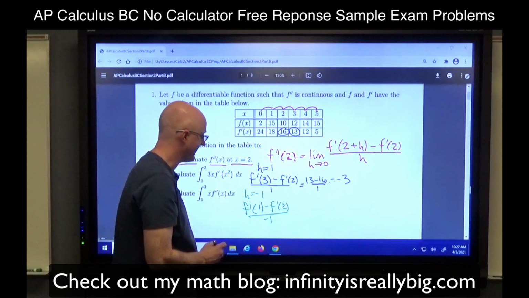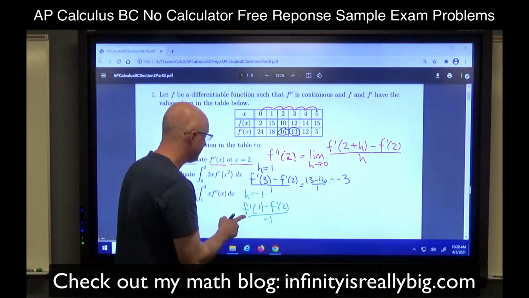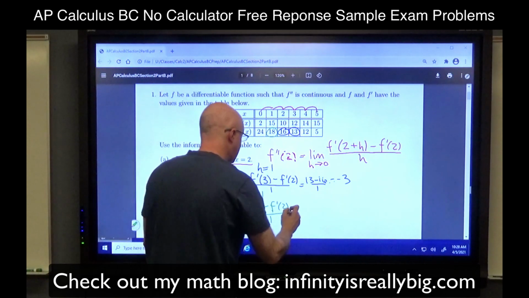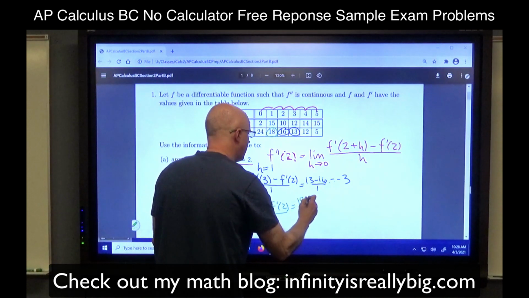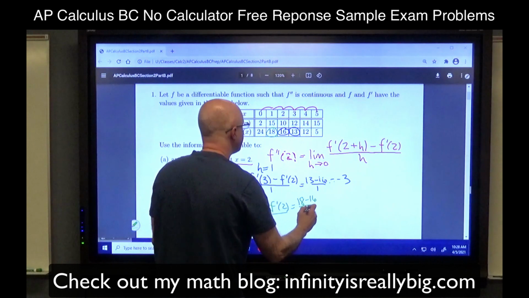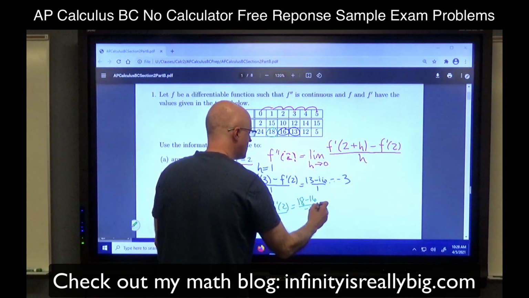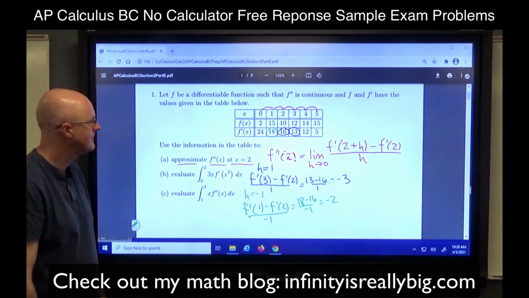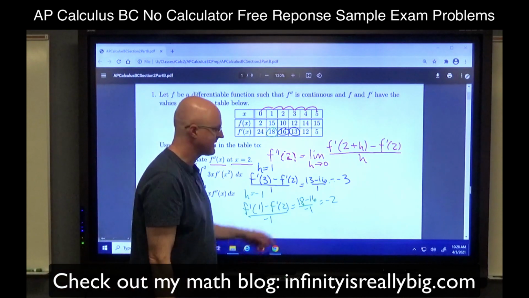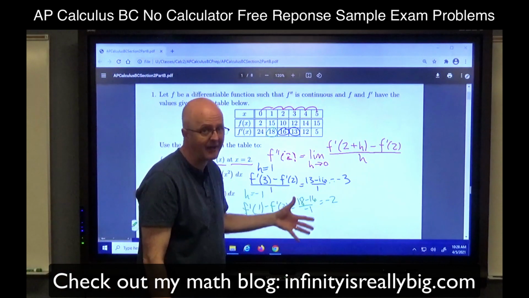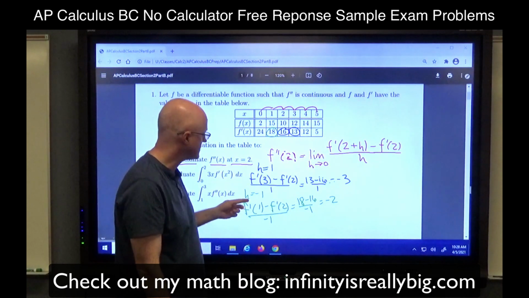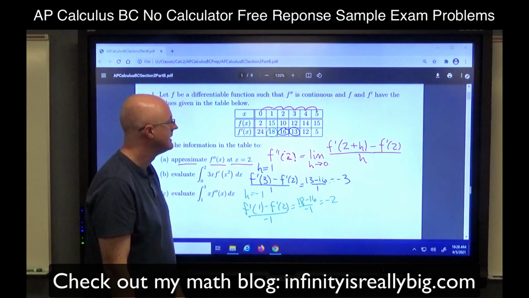Careful. Okay, h is negative 1. F prime of 1 is right there. So this is 18 minus 16 divided by negative 1. 2 divided by negative 1 is negative 2. Okay? You can also think of that as 16 minus 18 divided by positive 1 as well, but if you're going to use this formula without the limit sign, and if h is negative 1, then technically you are thinking about it this way.